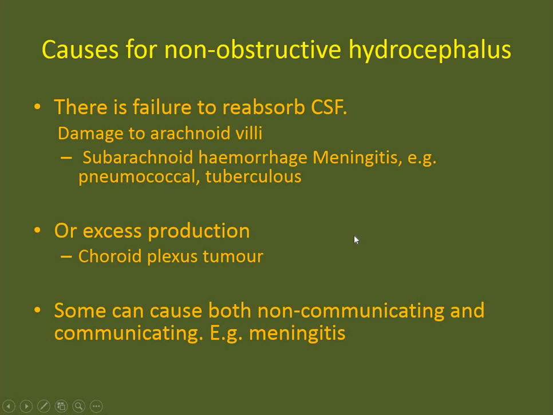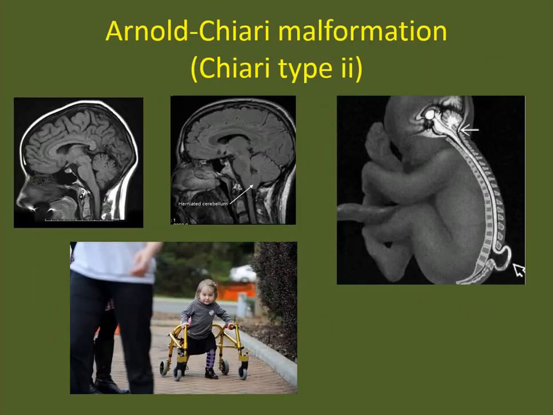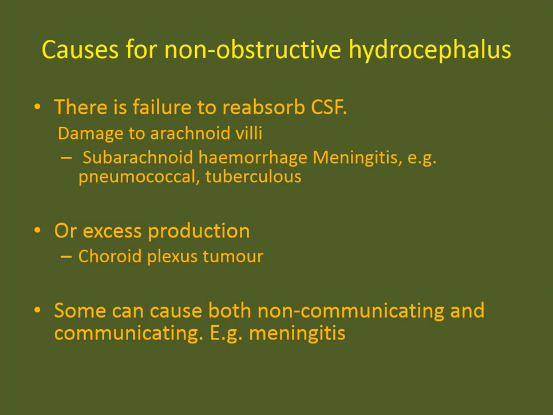Right. Non-obstructive hydrocephalus. There is failure of reabsorption of CSF due to damage in the arachnoid villi. Right. So when there is a subarachnoid hemorrhage or meningitis or tuberculous meningitis, then there can be disturbance in the reabsorption. Or if there's a choroid plexus tumor, there can be excess production causing a hydrocephalus, right? So in inflammatory conditions like meningitis, usually both types of hydrocephalus can be seen, right?